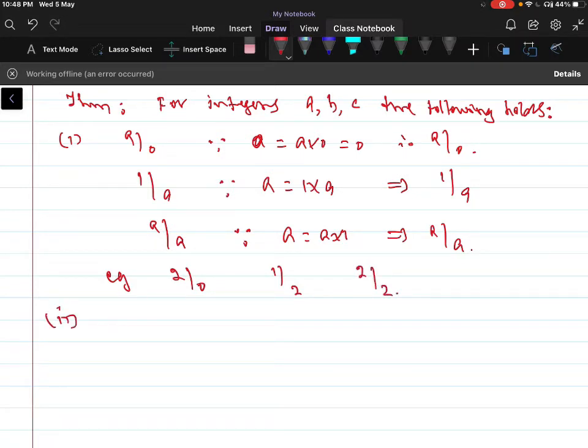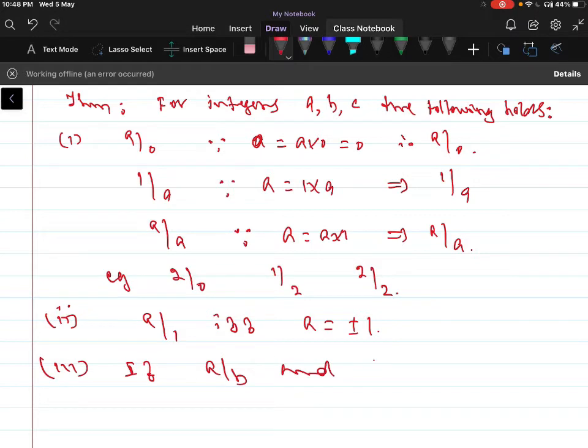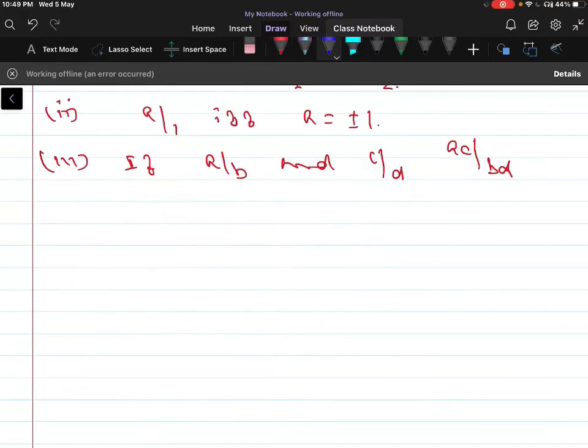Let us take the second result. a divides 1 if and only if a is equal to plus or minus 1. Third result: if a divides b and c divides d, then ac divides bd. So we'll move to the proof of this.